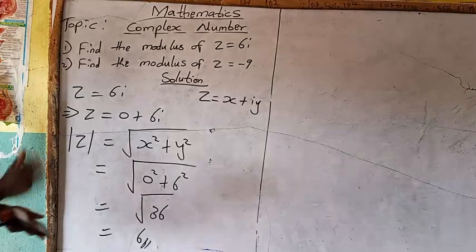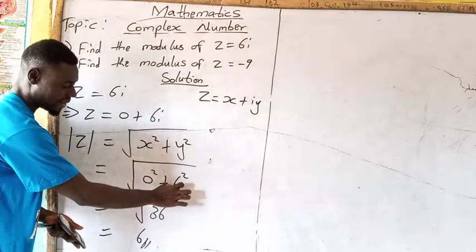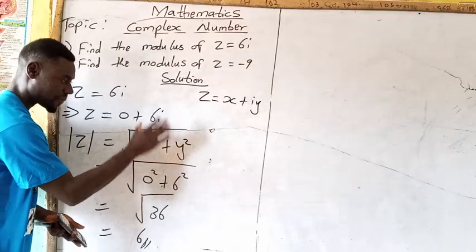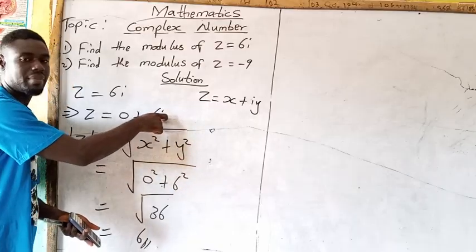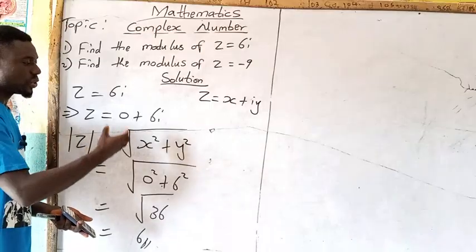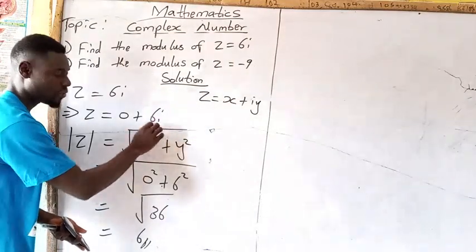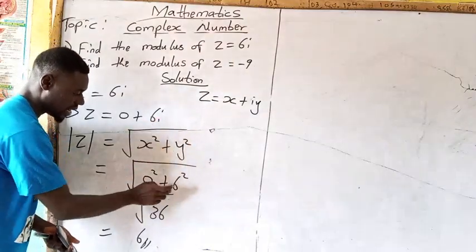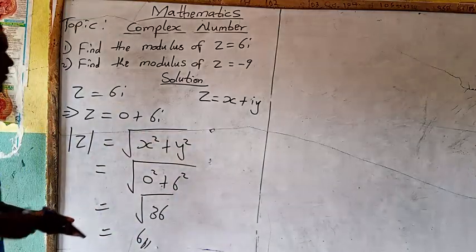It's normal mathematics. All you need to know is that for the complex number, you forget about the i here. This is the formula, and y replaces the imaginary part. In our previous video, I taught you how to find the Argand diagram of a complex number. So just forget about the i, substitute this 6 into y and 0 into x, and you finally have that answer.